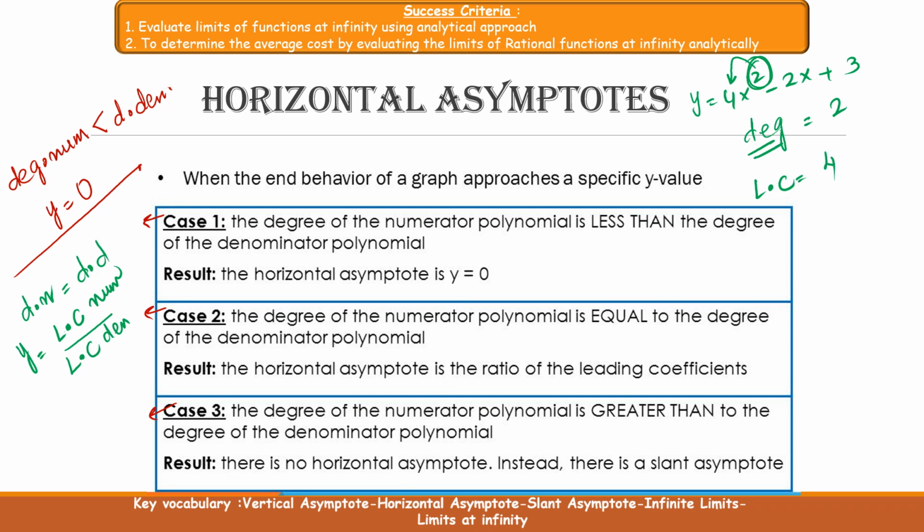Now according to case number 3, the degree of the numerator is bigger than the degree of the denominator. So it means there is no horizontal asymptote. If there is no horizontal asymptote, it means there is a slant asymptote. Whenever there is a slant asymptote, the end behavior of the graph will be either positive infinity or negative infinity. The end behavior, right?